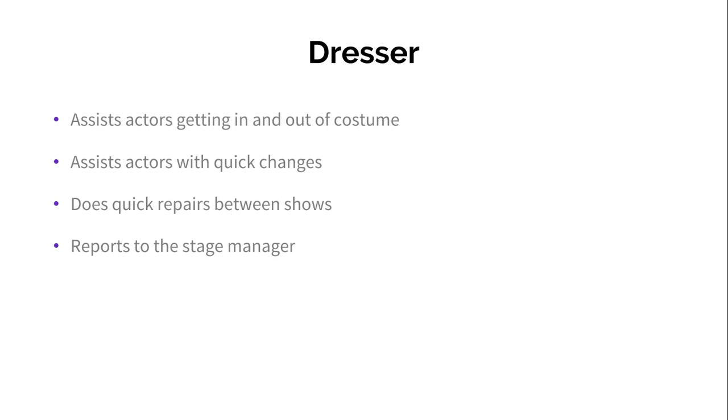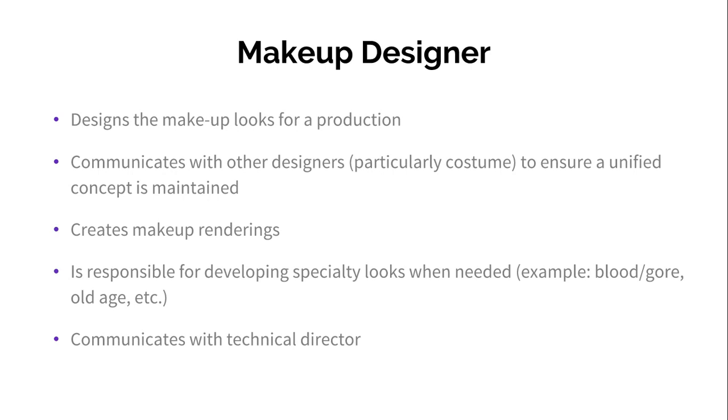Then you have a dresser, who assists actors getting in and out of costumes, especially with quick changes, and they do quick repairs between shows. And the dresser actually reports to the stage manager, so that way if there's some sort of cue that has to happen when an actor gets into a different costume, that is done at the right moment and the cue doesn't go early, because no one knows if the actor is ready or not. Okay, and then in the makeup section, you usually have a makeup designer, especially if it's a production that has a lot of makeup involved with it.